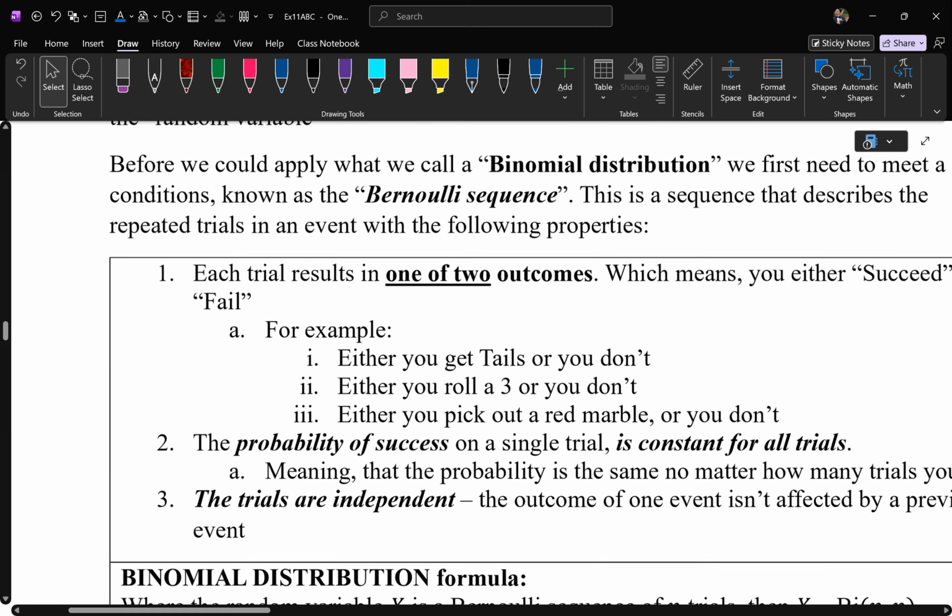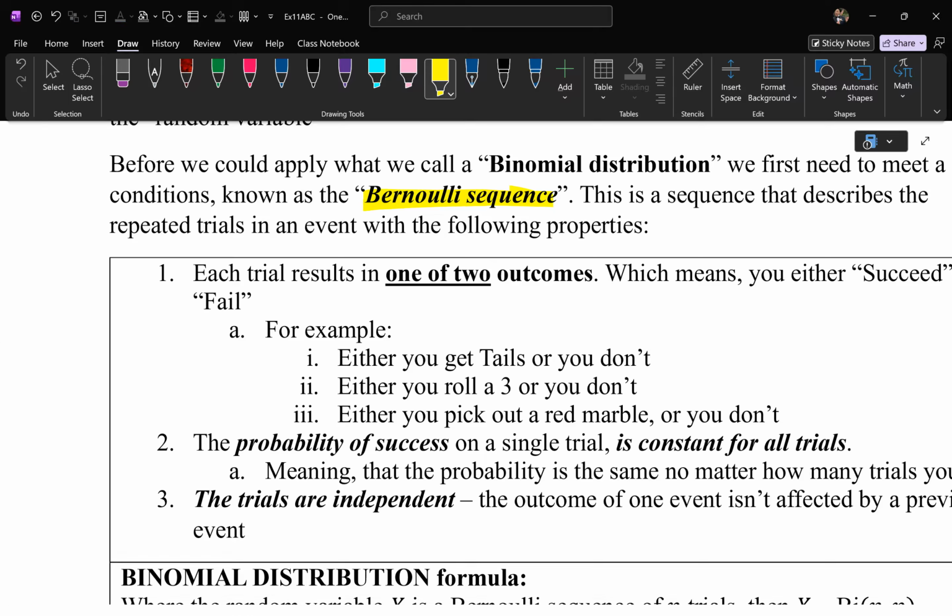I know there's a whole bunch of words here. All you need to focus on is this. For you to have a binomial, bi meaning two outcomes, you either get it or you don't. So binomial distribution relies on the fact that it's a Bernoulli sequence. What's a Bernoulli sequence? You only get 2 outcomes. So you either get it or you don't. For example, you get tails or you don't.